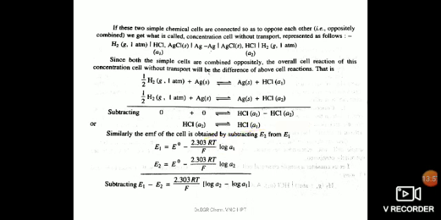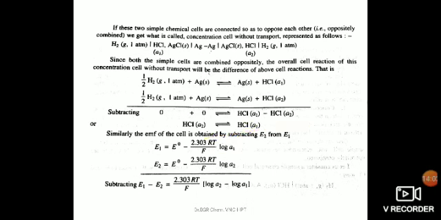And similarly, the EMF of the cell can be written as E2 is equal to E0 minus 2.303 RT by F into log A2. So, for these two simple cells, the only difference is the activity of HCl. In the first case, it is A1. In the second case, it is A2. Call that equation 2.